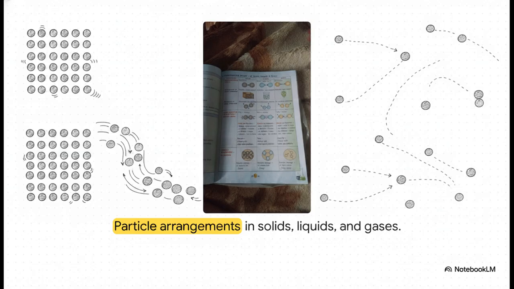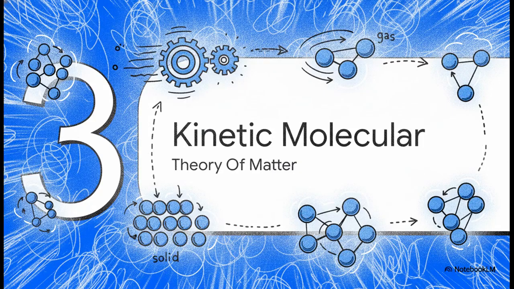And on the right, gases. Complete scattered chaos. The particles are extremely far apart, zipping around rapidly in completely random directions. It's a great visual, but it does leave us wondering, why exactly do they behave this way? Section 3. The kinetic molecular theory.